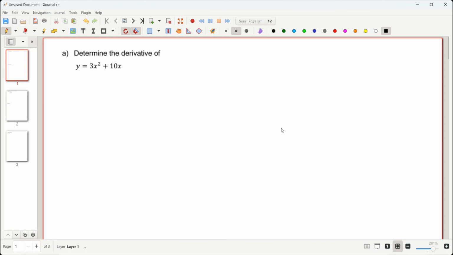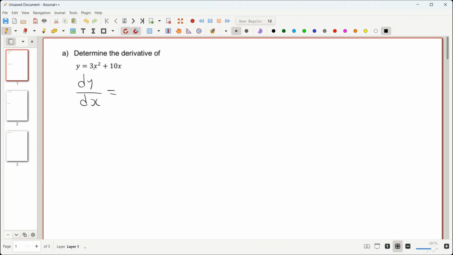Okay, so now we are going to learn how to differentiate, or find the derivative of, a function. In this case, we're given y equals 3x squared plus 10x. To find the derivative here, we say dy over dx, so we are differentiating y with respect to x.